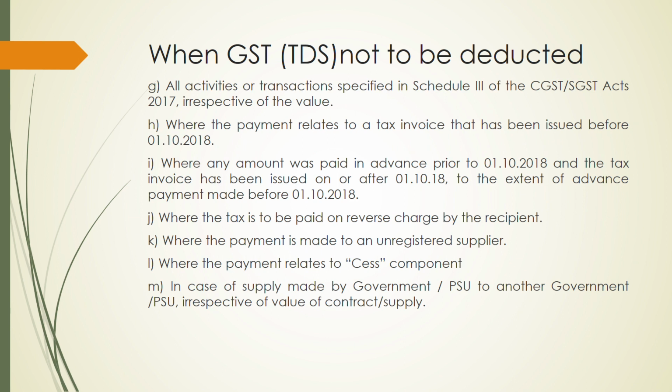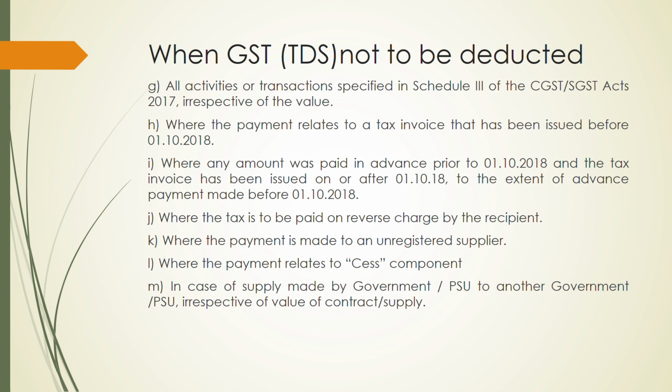All activities or transactions specified in Schedule 3 of the CGST Act. Schedule 3 covers those items which are neither goods nor services, so in that case, it doesn't apply. Where the payment relates to a tax invoice that has been issued before 1st October 2018, because this TDS provision came into operation with effect from 1st October 2018.